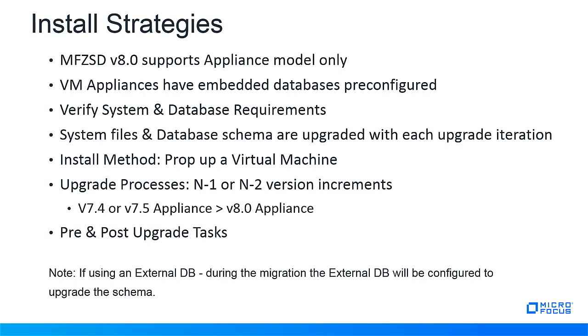The upgrade process, should you be doing upgrades, is N-1 or N-2 version increments. Meaning you can go from a 7.4 or version 7.5 appliance to the 8.0 appliance. But if you're on version 7.3 or below, you'll have to make a couple of bumps. Talking about installs though, the pre and post upgrade tasks will be noted in the next couple slides.